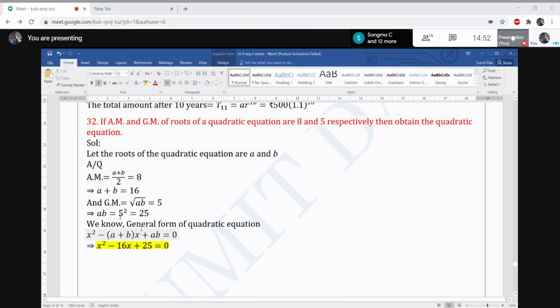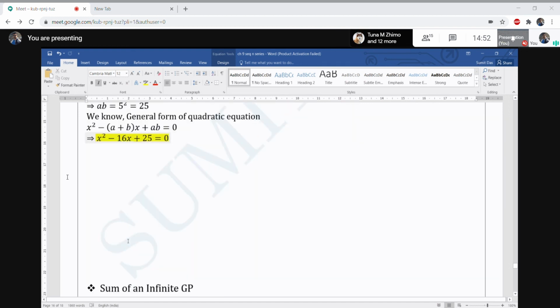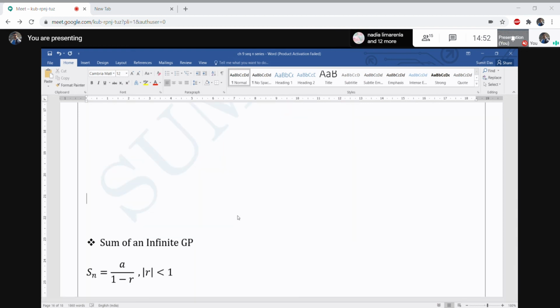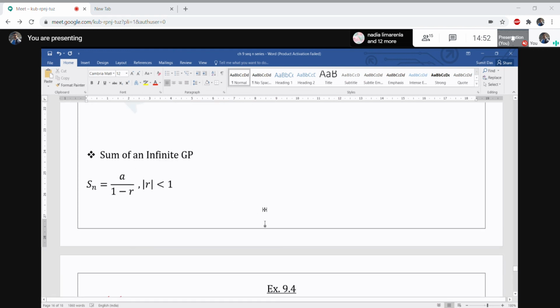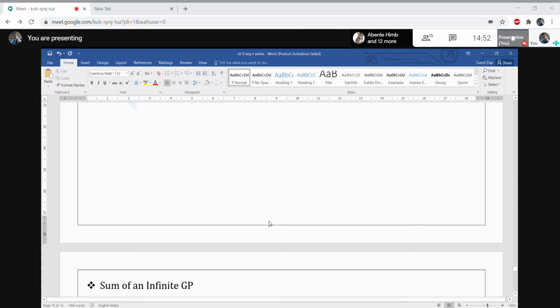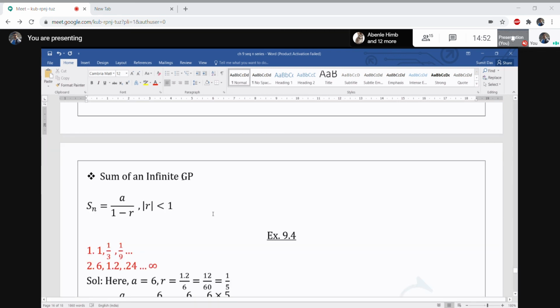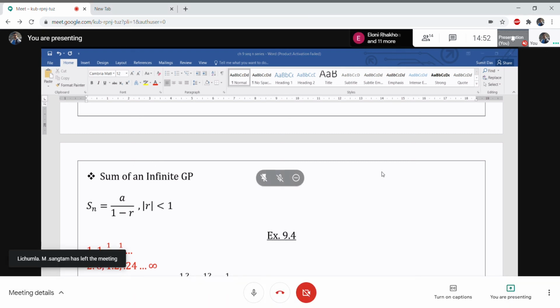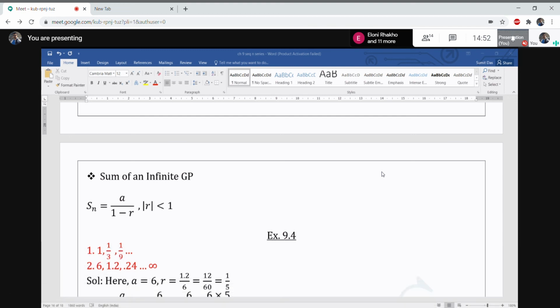So our chapter exercise 9.3 is completed. We are quickly going to our next part, that is 9.4, based on a very simple formula. We already discussed the formula before. That is the sum of an infinite GP formula. The sum of an infinite GP is S equal to a divided by 1 minus r, where modulus of r is less than 1. That is the only formula we know.